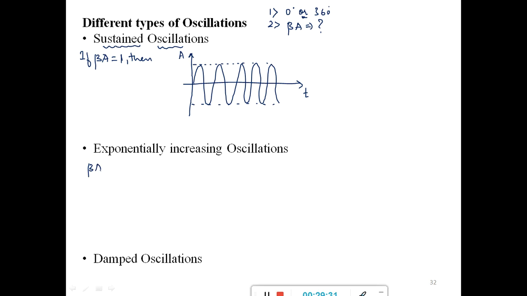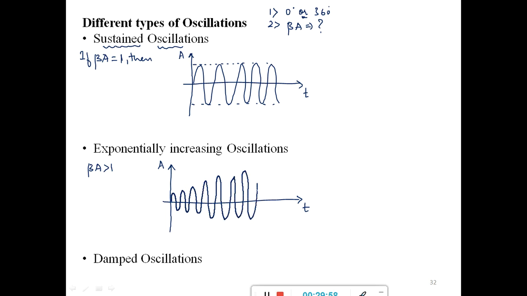Now what if beta into A is greater than 1? If it is greater than 1, then as discussed, the oscillations will be there, but they will increase constantly with respect to time. Initially the oscillations will be small, and then they just go on increasing, go on increasing. If I just take the envelope, it appears as if they are exponentially increasing. Exponentially in the sense, it will be like this.